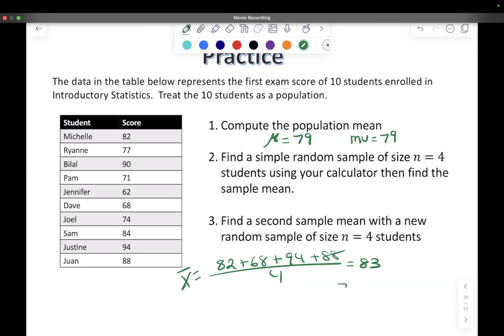Got a 75.5. 79.25. Okay. We'll go 0.3 since we have integers. 80.3.